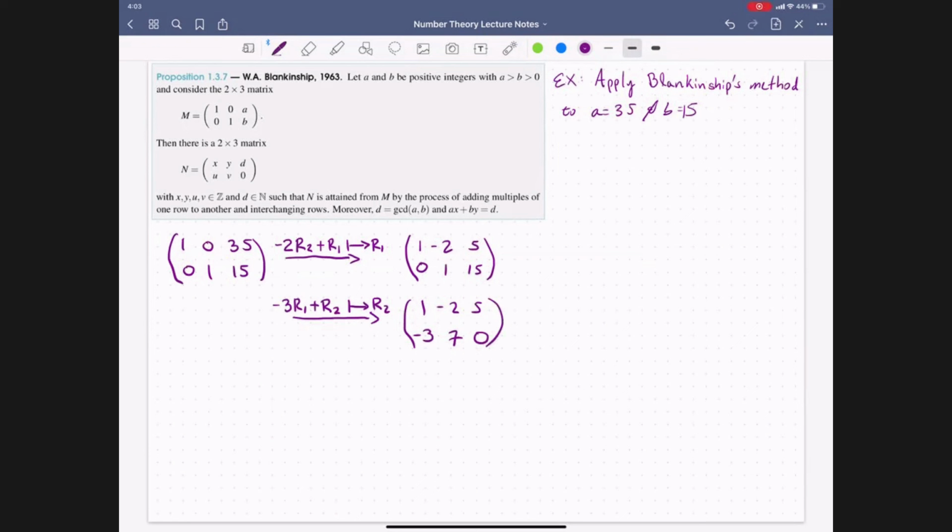And now Blankinship's method tells us that that entry is the GCD, and the x and y that we want are the 1 and the minus 2. So let's check. In this case, a was 35 times 1 plus the 15 times the y, which is the minus 2, is equal to 5. Of course, we could have done this without any of these computations. But the next example will be more complicated, and this is just to get familiar with the process.